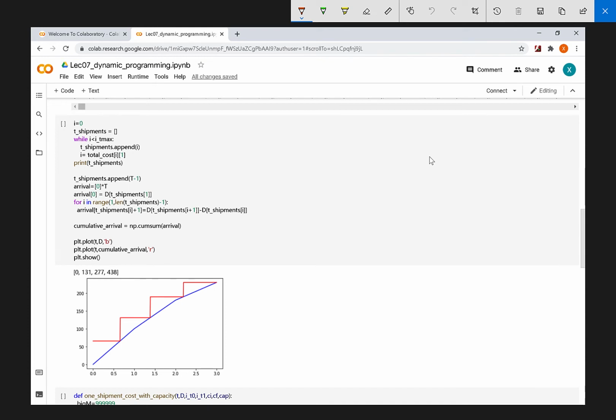Okay, now let's see how we finally get the result and then plot it to show. After we have calculated all this total cost backward recursion result, we know the optimal solution for each subproblem, ti.